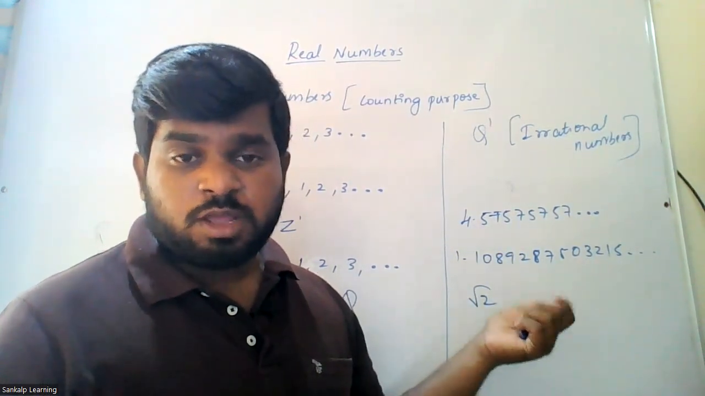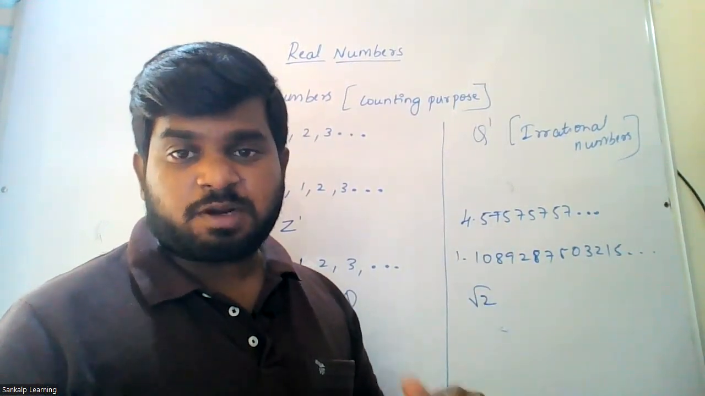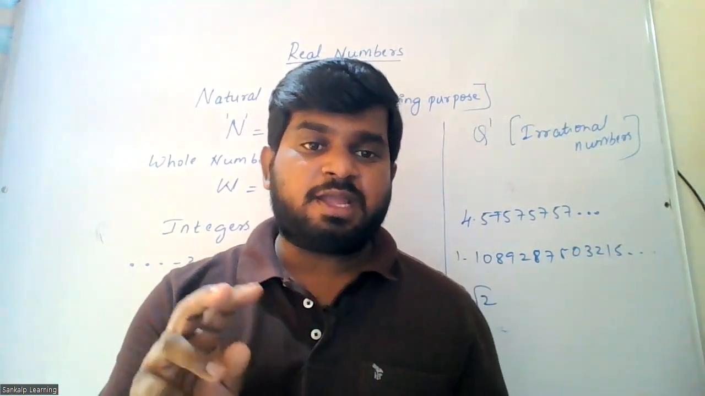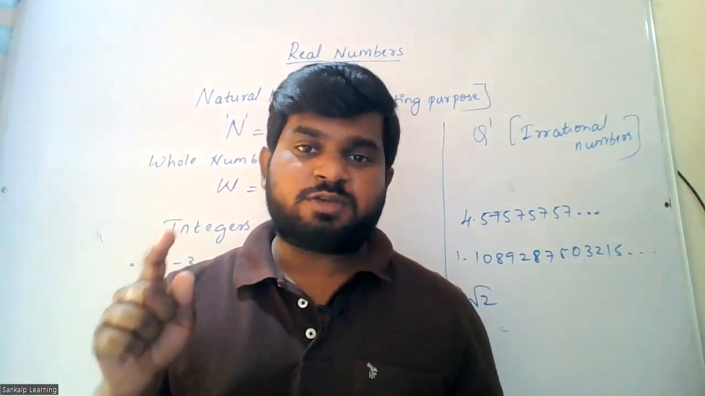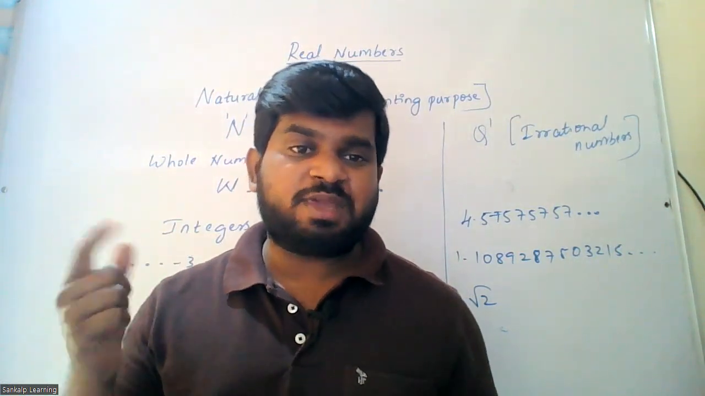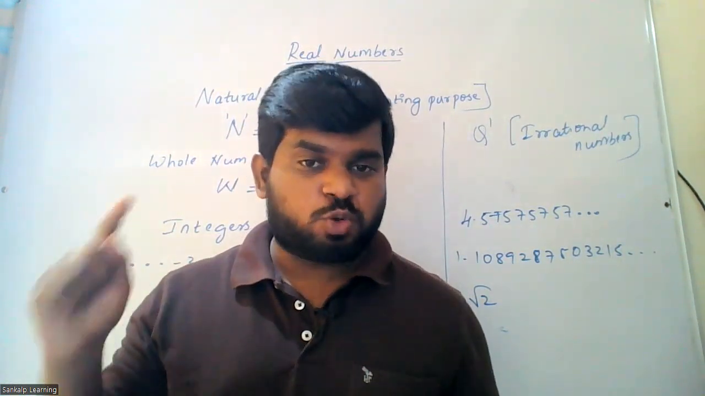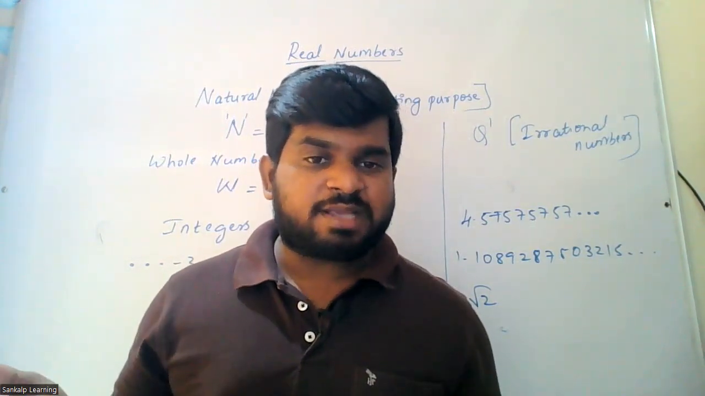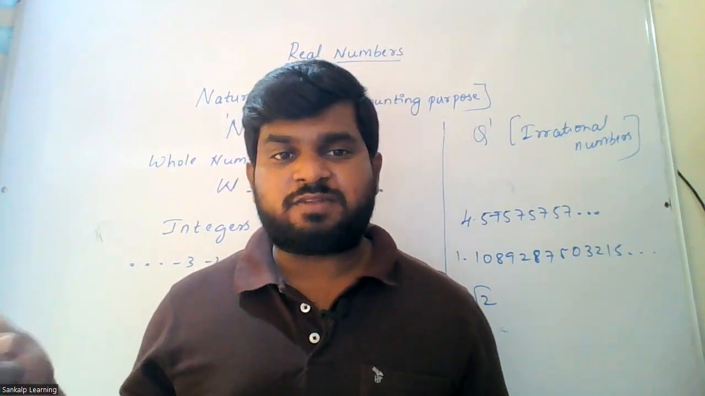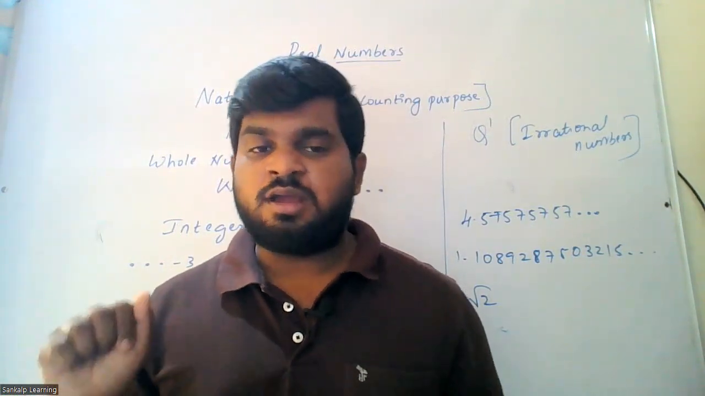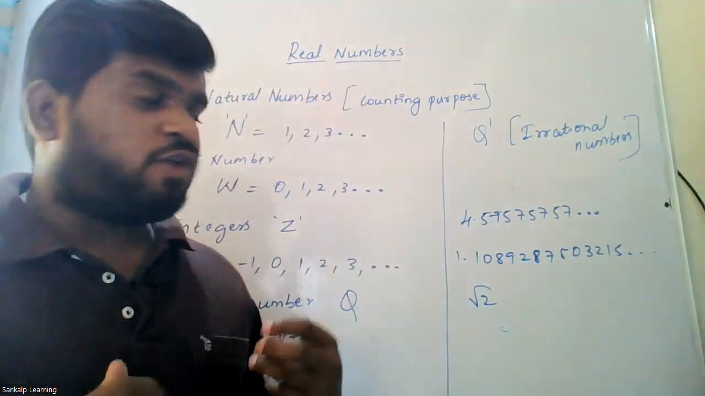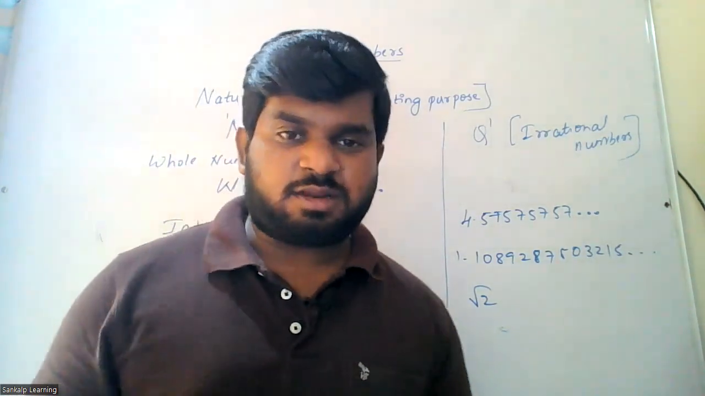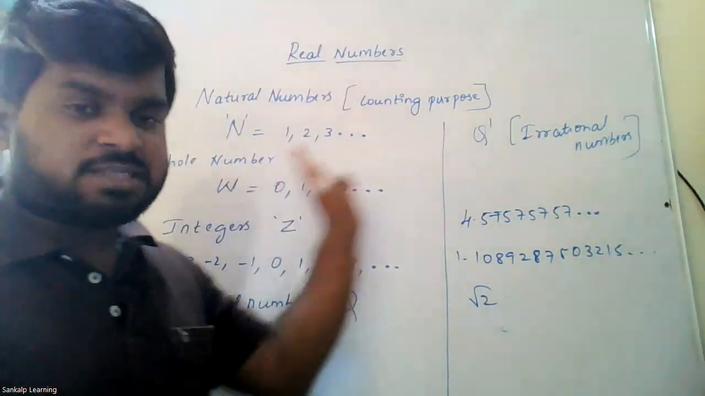Cube root of 4? Square root of 4 is possible, but cube root of 4 is not possible. What do you mean by cube root? A number multiplied by itself 3 times. Suppose I ask you what is the cube root of 8, you give me 2. Why? Because 2 into 2 into 2, 3 times if you multiply, you get 8. Cube root of 27 is 3, because 3 into 3 into 3 gives 27, isn't it? So if you're not able to find the square root or cube root of a number, all those things come under irrational numbers. These are the things that you have learned.